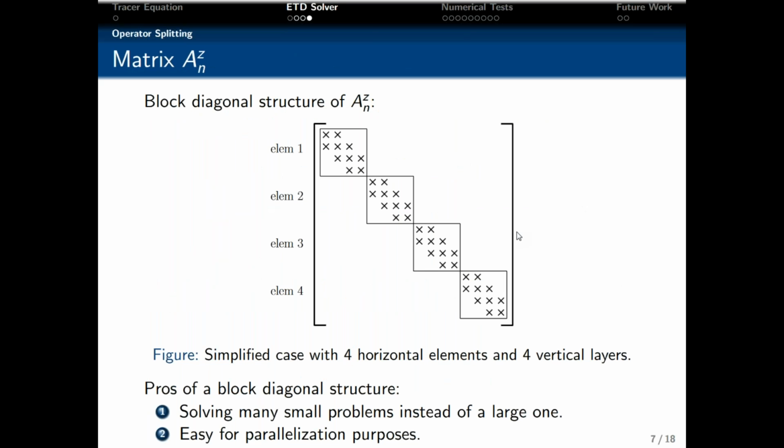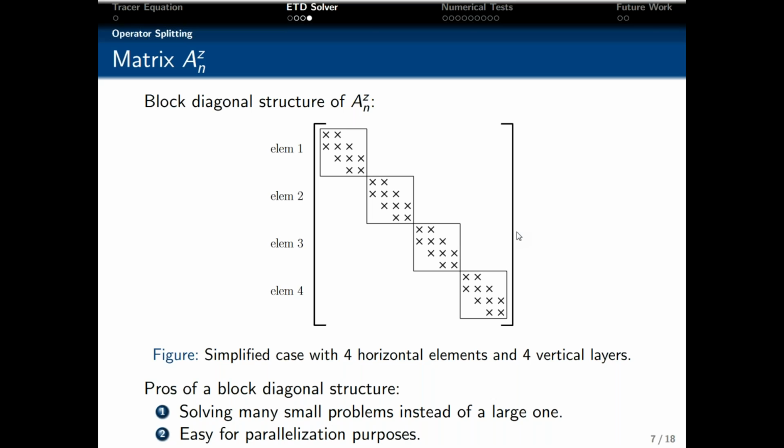Another huge advantage of this method is the structure of your linear operator. In fact, our linear operator A can have a block diagonal structure. So each block represents the contribution given by an element. So in this picture, just for illustration purposes, I'm showing a simplified case where we have 4 horizontal elements and 4 layers. So within each block, each row represents the contribution of a layer.